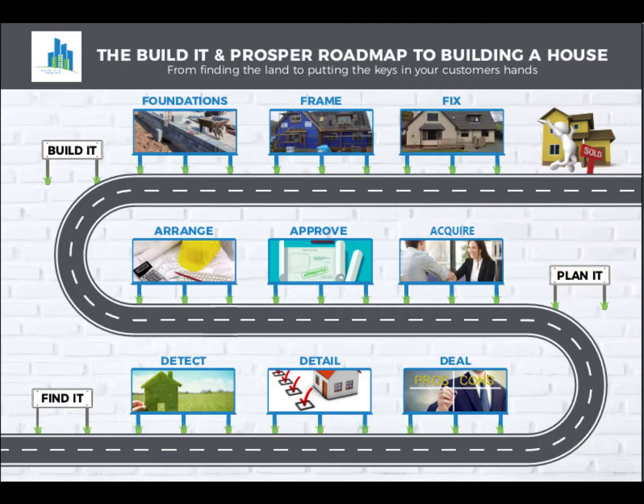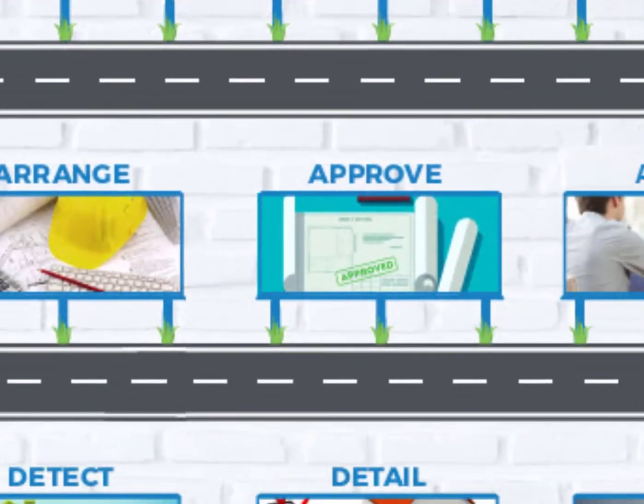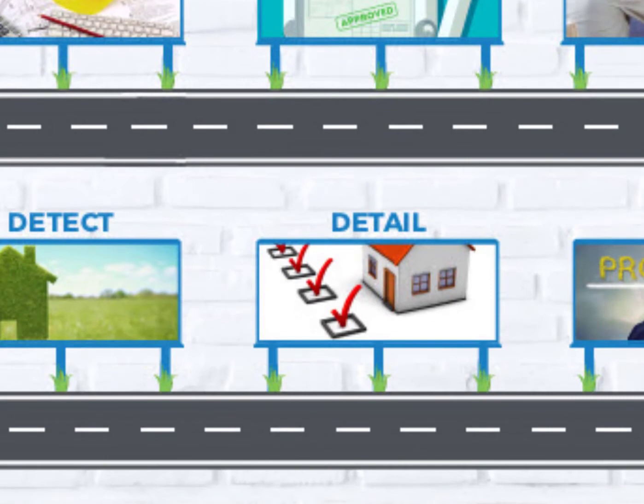So where does this fall in the roadmap to build a house? Well, clearly in terms of execution, it comes into the foundation stage. However, the decision of what type of foundations you're going to install is going to come under the approve stage, which is within the plan phase of the roadmap. However, you would need to be aware of the implications of what type of foundations you're going to be putting in at the detail stage, because this is going to have a cost implication.